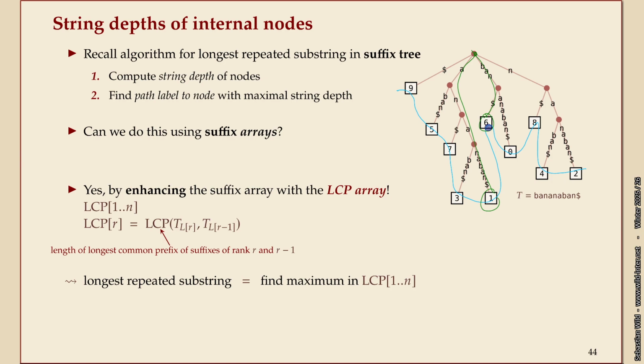Because again, think about what it means in the suffix tree. If you traverse with the suffix starting at 1 from the root down here, and the suffix starting at 6 from the root down here, they share a path until they don't. At that point, they split. And that must be their longest common prefix. That's the number of characters they have in common.